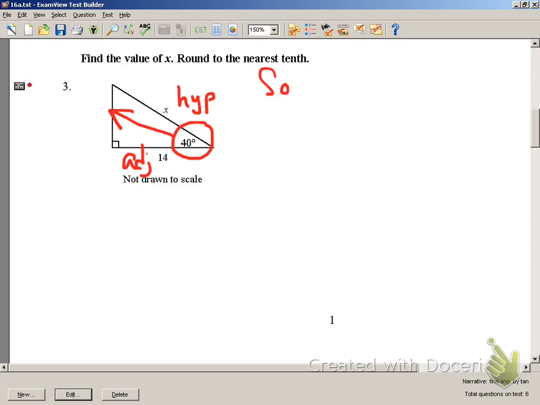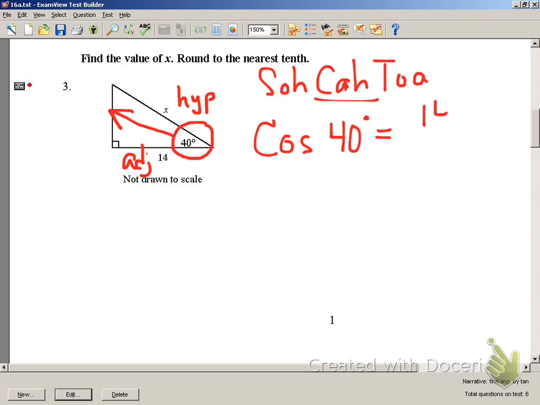You need to get in the habit of not having to write this every time. SOHCAHTOA, you've got to know that. If you can't spell SOHCAHTOA, some old hippie caught another hippie tripping on acid. However crazy it may sound, you're going to remember it. I don't care, whatever works. So what do we have? We have the adjacent and the hypotenuse. So that means we will be working with the cosine. Cosine of 40 degrees equals the adjacent over x.